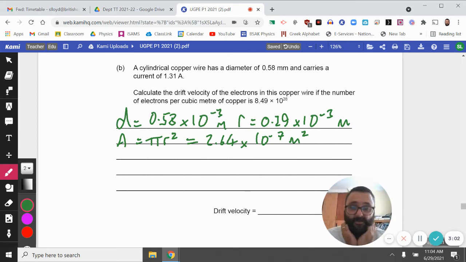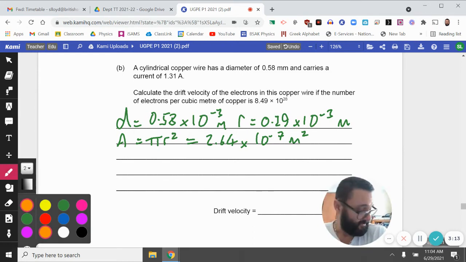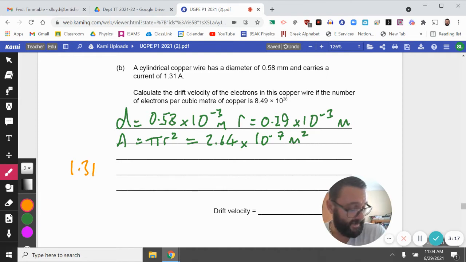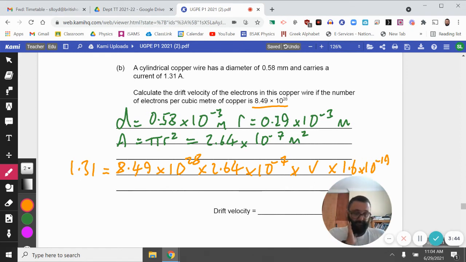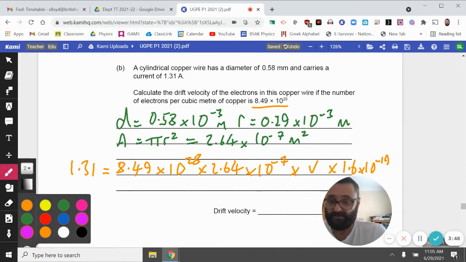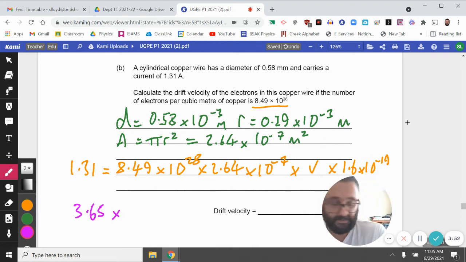Okay? Right, so we've got the drift velocity. We need the drift velocity, don't we? So we're just going to plug in some values now into the equation. We've got the current is 1.31, so I equals nAve. n is this one here, 8.49 times 10 to the 28. A is the thing we've just calculated. v is what we need, and e is 1.6 times 10 to the minus 19 because they are electrons. That gives us a drift velocity of 3.65 times 10 to the minus 4 meters per second.